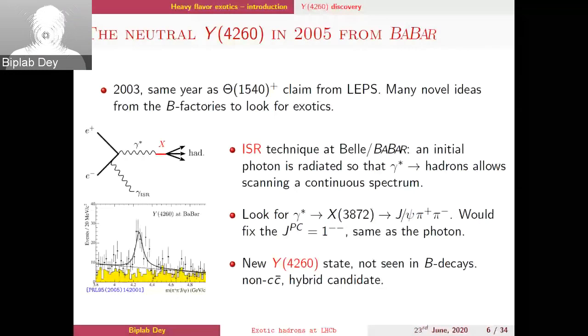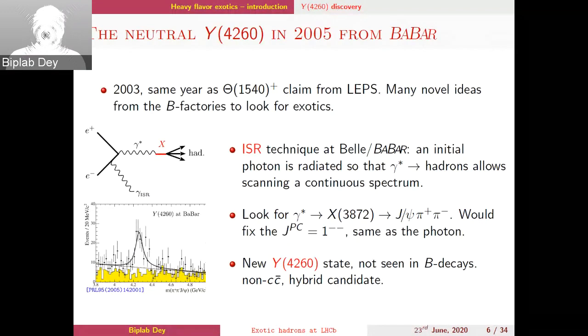That didn't happen, but what was seen was a much broader Y(4260) state. Okay, so all I wanted to point out at this point is that this Y(4260) has not been seen in B decays. It's certainly a non-c cbar candidate, most probably a hybrid candidate.